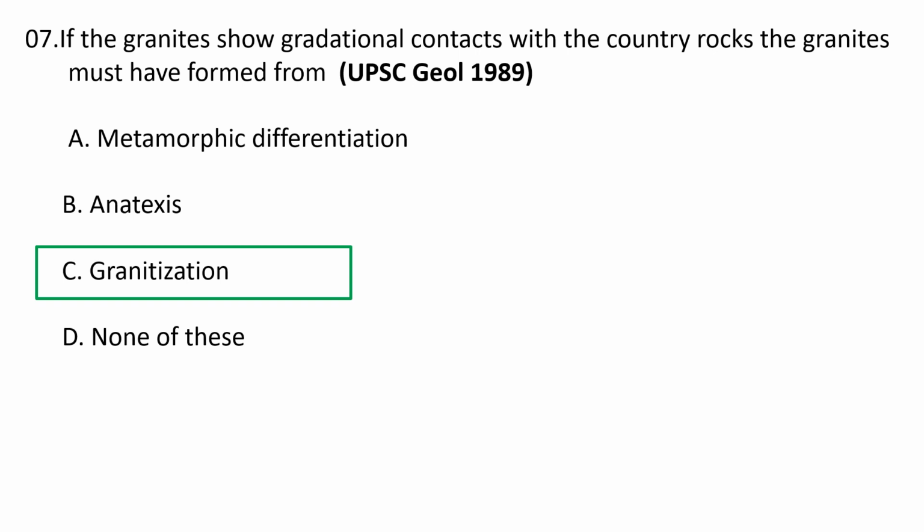Granitization is the formation of granite or closely related rocks by metamorphic processes, as opposed to igneous processes in which rocks form from a melt or magma of granitic composition. In granitization, sediments are transformed in their solid state or in a partially molten state. So if the granites show gradational contact with the country rock, then they must have formed by granitization, which is a metamorphic process. C. Granitization is the correct answer.